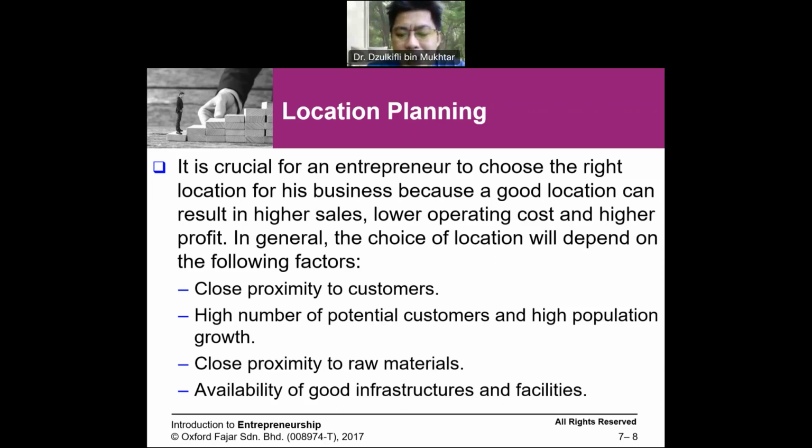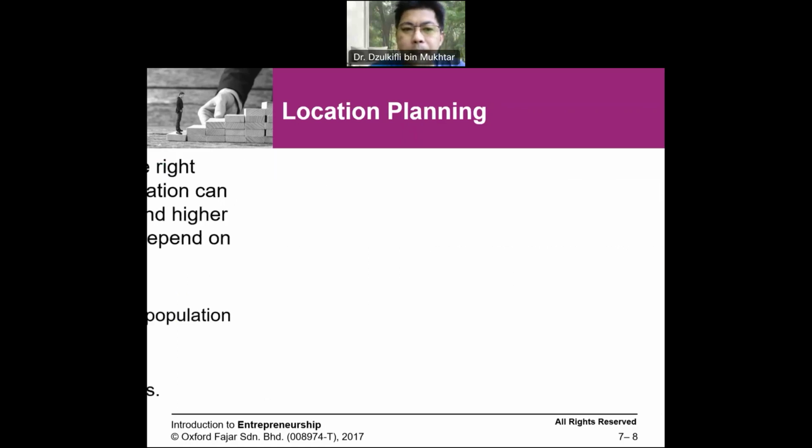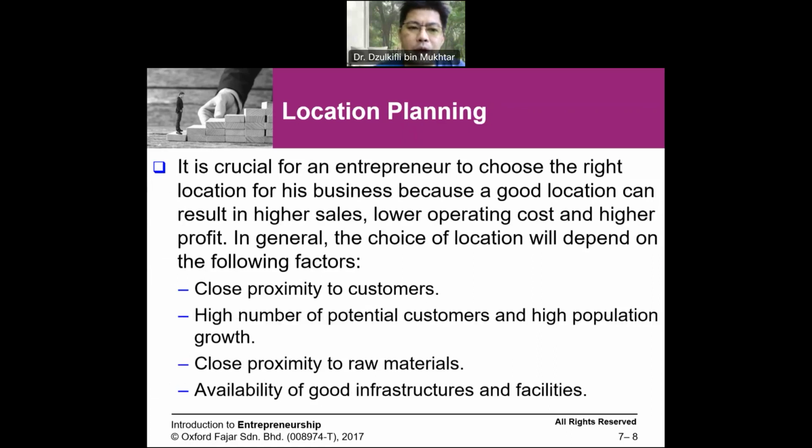Close proximity to raw material, yeah, definitely, because you want to manage yang ni more or less kepada production. That's why kamu boleh tengok adanya tempat-tempat yang memang dia nak letak dekat warehousing, warehouse facilities, or even they declare it as an industrial zone. So availability of good infrastructure and facilities, definitely. That's how you see certain locations, even within Malaysia, industrial suka pergi ke sana.